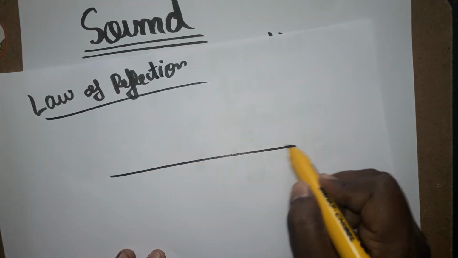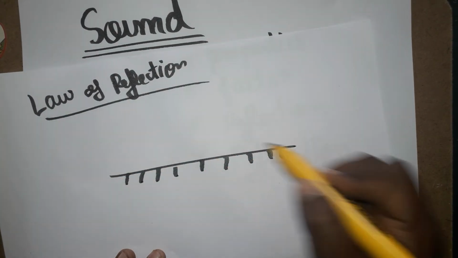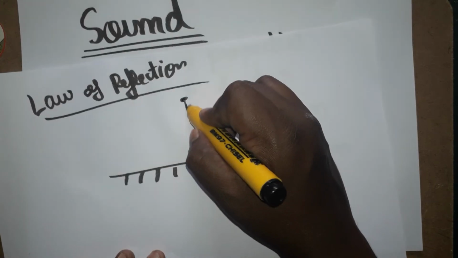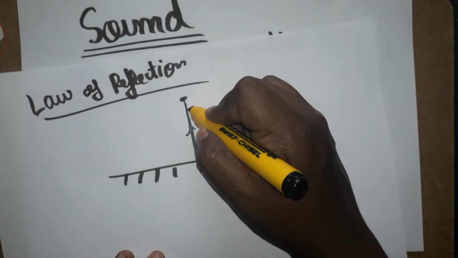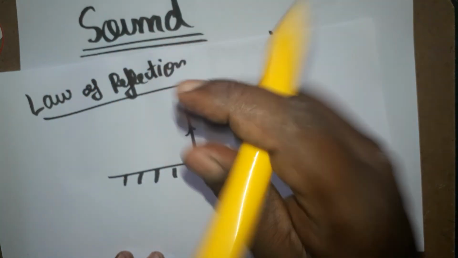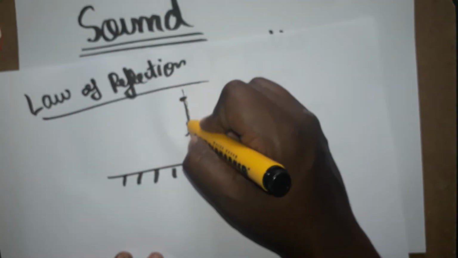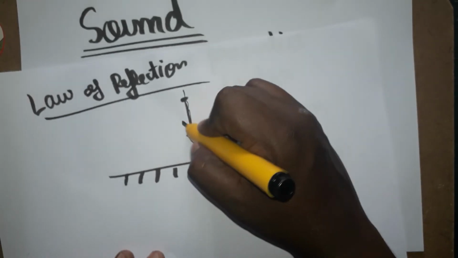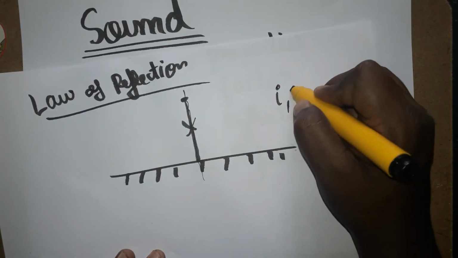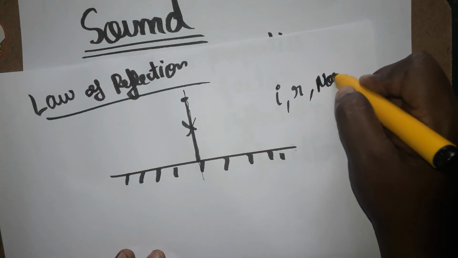Imagine you are standing perpendicular to the wall. If you throw the ball, you can get that ball back directly. When you throw the ball directly, it will come back at the same angle. This is called the normal. The ball is thrown at the incident angle and reflected at the reflected angle, and the normal lies in the same plane.